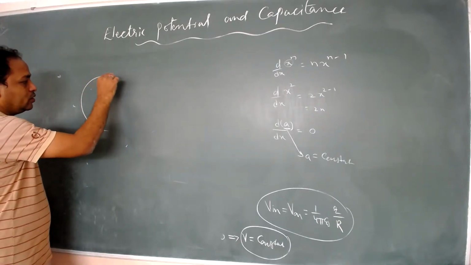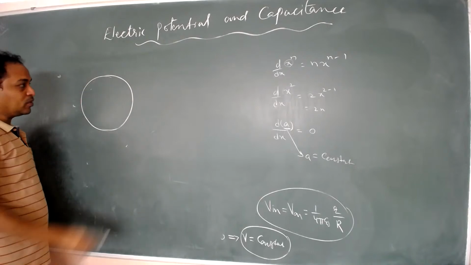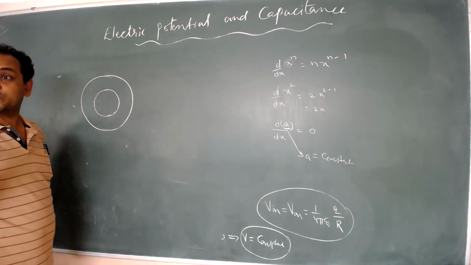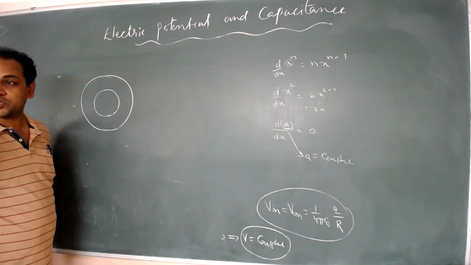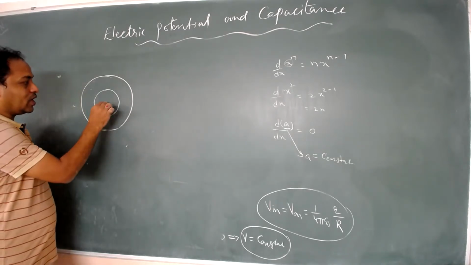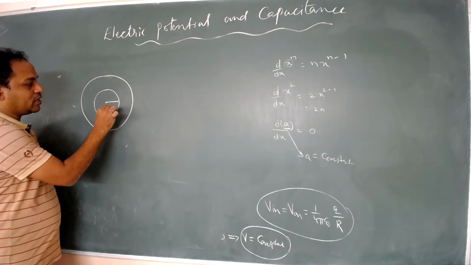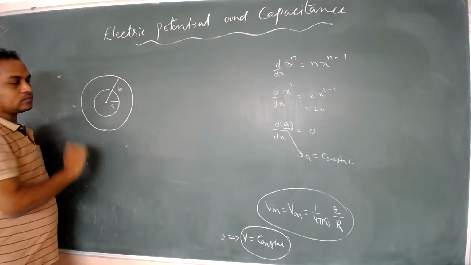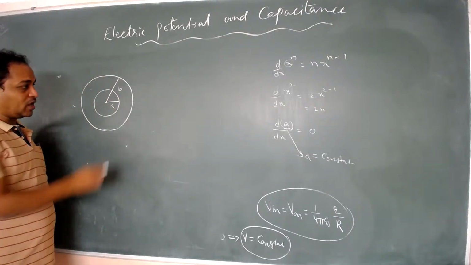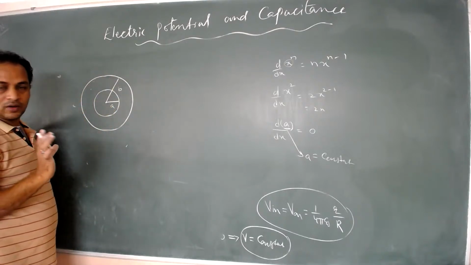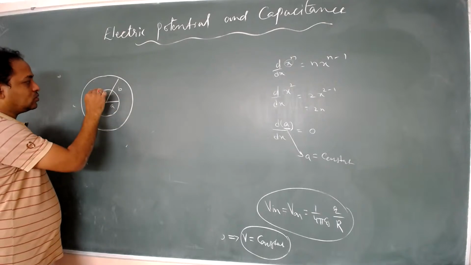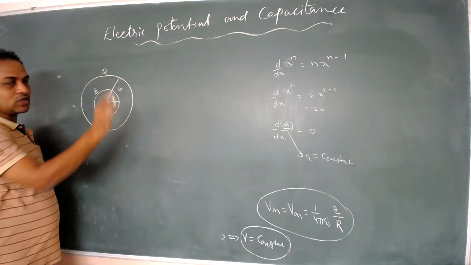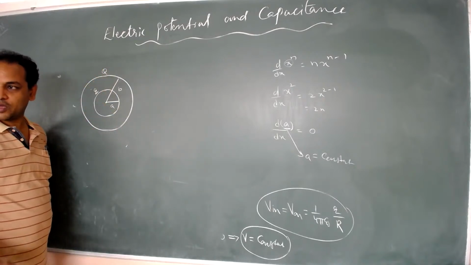Now, basing on this, let us see one problem, one concept. Suppose say this is one spherical surface given. This is one more spherical surface. There are two concentric spheres, means what? Common center they are having. Suppose say this is of radius A, this is of radius B. Say this is of charge small q, this is of charge capital Q. This is what I have given.